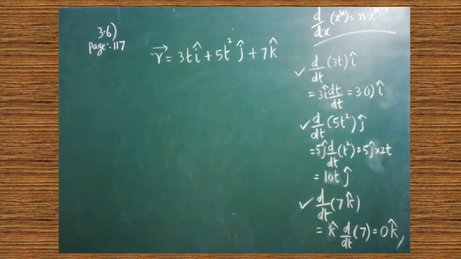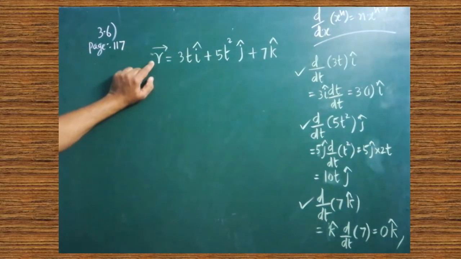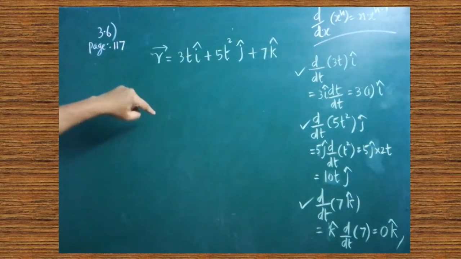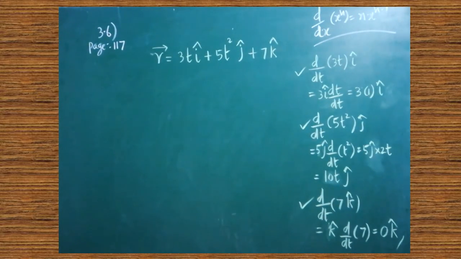Now we are going to solve problem number 3.6, which is given on page number 117. Here the position vector of the particle is given. You are asked to calculate the direction of the force which is acting on the particle. To calculate the acceleration, we need the position vector. With the help of the acceleration alone, we are able to say the direction of the force.